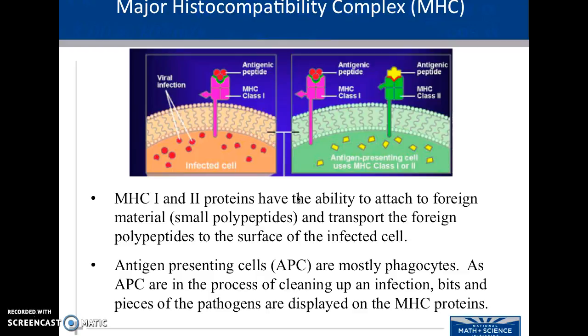They have this ability to attach to foreign materials and transport the foreign materials somewhere else. And we call these antigen-presenting cells, or APCs, and they're usually the phagocytic cells. As APCs are in the process of cleaning up an infection, bits of this pathogen are going to be displayed on the MHC proteins, which is how we end up with my self cell carrying around the identifier of the other cell, or the pathogen cell.